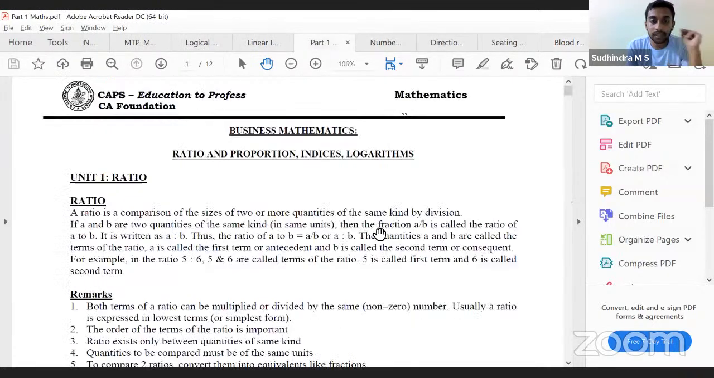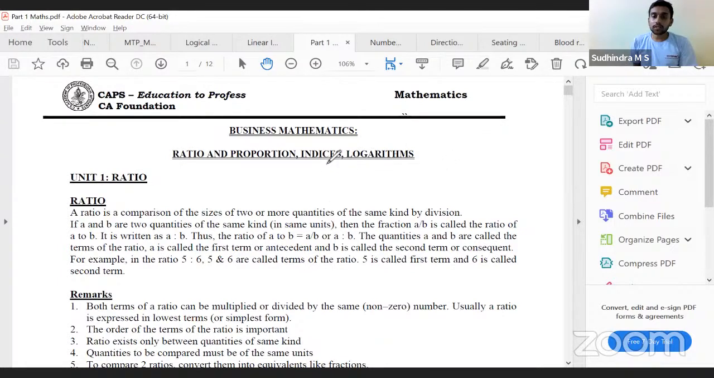Just a second. Yeah, we'll start with ratios and proportion. Easy topic. So we have used ratios in other topics as well, right? So what is ratio? It's a comparison between two or more quantities of the same kind, right?